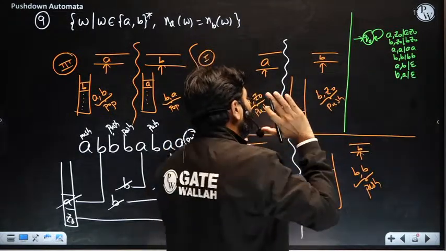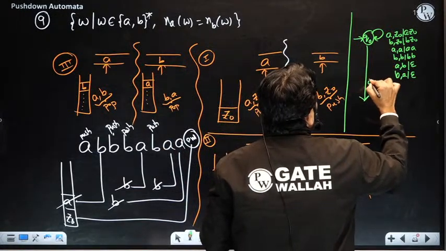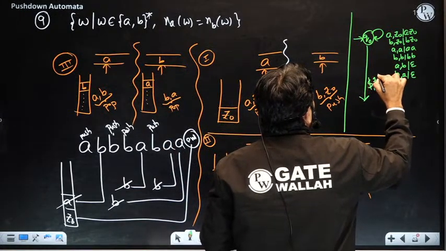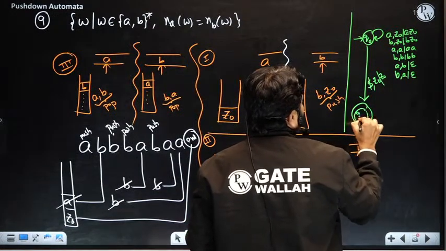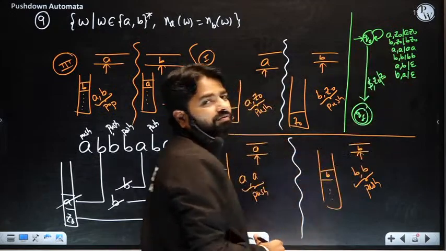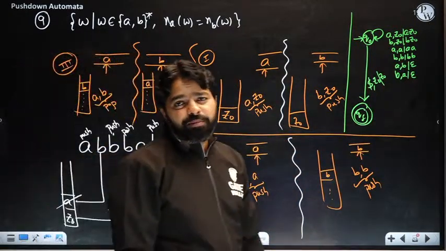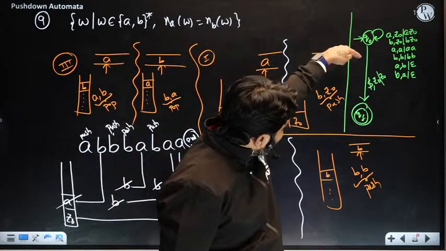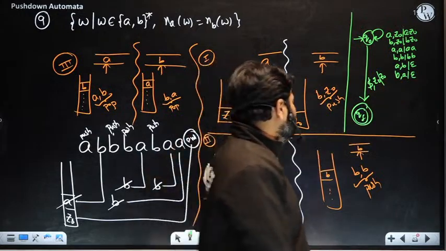So all these combinations are going to take care of equal numbers of A's and B's. But if an equal number of A's and B's happens, what do you see here? Z0. Then go to final. That's it. So this is the machine for this problem, and it is the same machine for every problem. Only this transition changes. This combination never changes for all these problems, right?